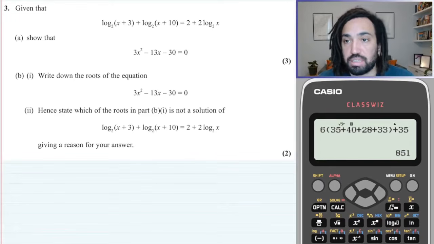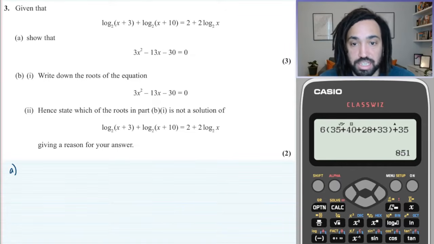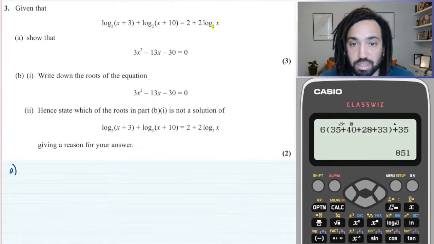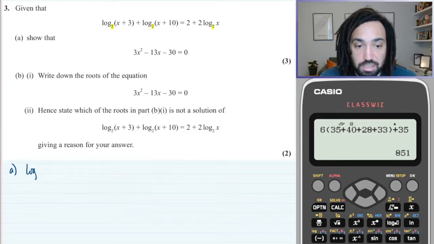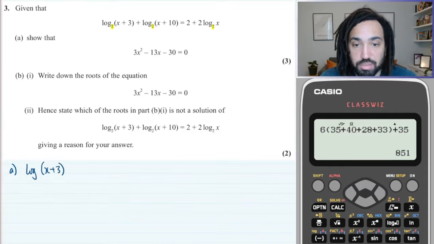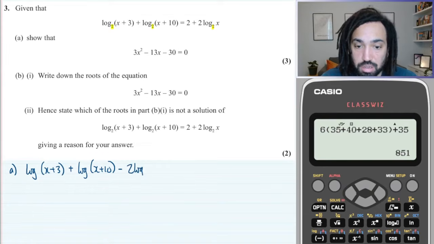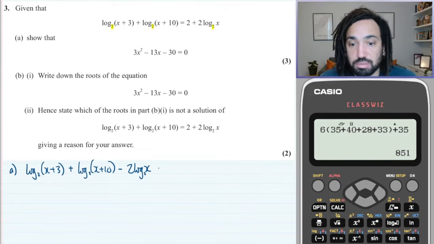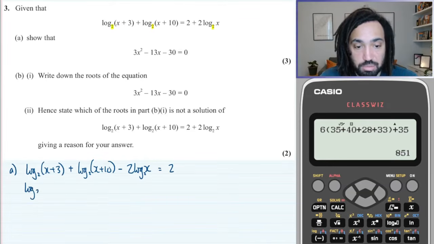Okay, question 3, and we have a log question, and we need to turn it into a non-log question. Now, luckily, all the logs are the same base, which means we can move them all to one side and then collect them. So I'm going to write this as log of x plus 3 plus log of x plus 10, and then minus 2 log of x, and again these are all base 2, and that's equal to 2.